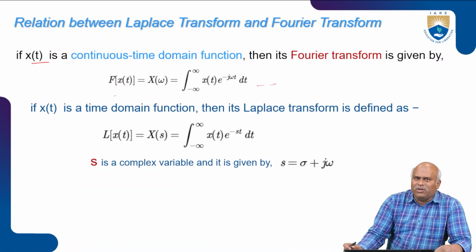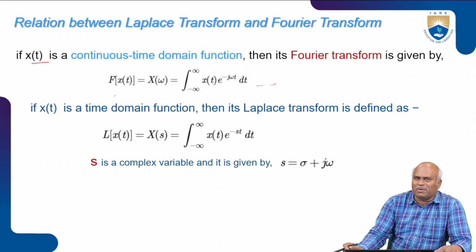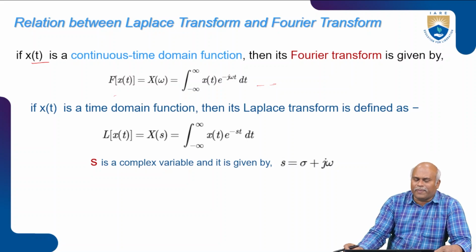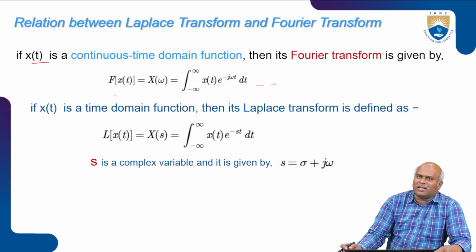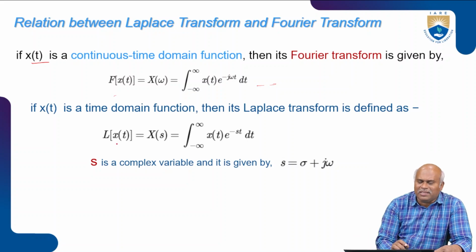Now we know that for the Fourier transform, the signal is represented as a time domain signal and its produced output is a frequency domain signal. That frequency domain signal X of omega is equal to the integration from minus infinity to plus infinity of x of t e power minus j omega t dt. If x of t is a time domain function, then the Laplace transform is defined as the Laplace transform of x of t equal to X of s.